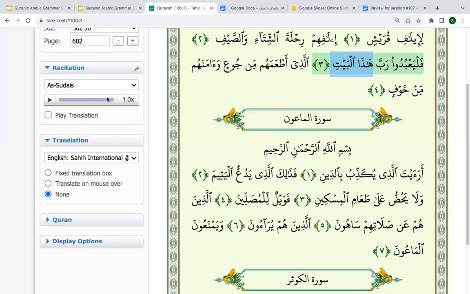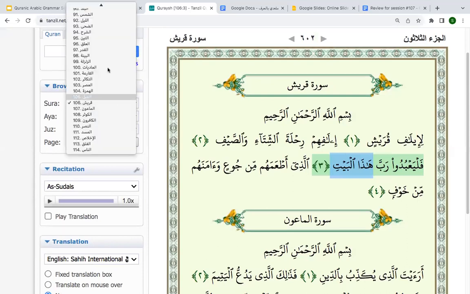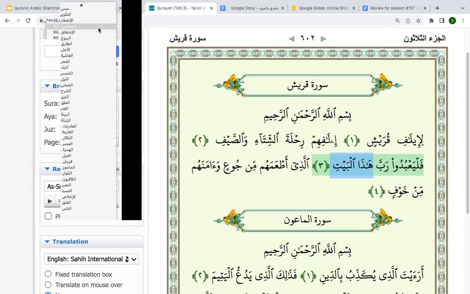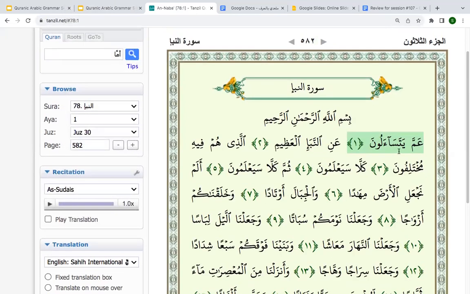When you look at Surah An-Naba, a very beautiful surah of the Quran, amma yatasa'alun. So what are you seeing here? How do you translate this word, yatasa'aluna? About what? They ask each other, right? Is it a correct way to say it, that they ask each other?